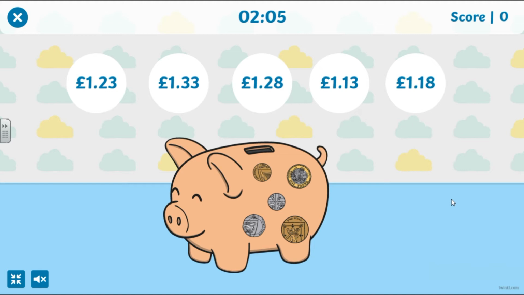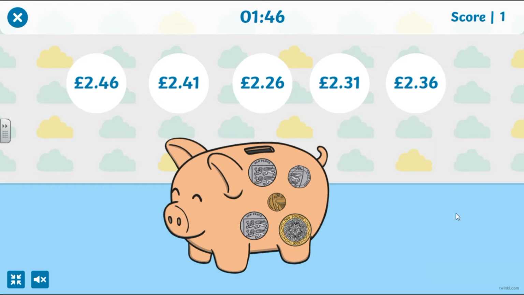I may write that with the pound sign, then we write 1 decimal point 28, okay? And that is the same as saying 128 pence, but instead we say £1.28.